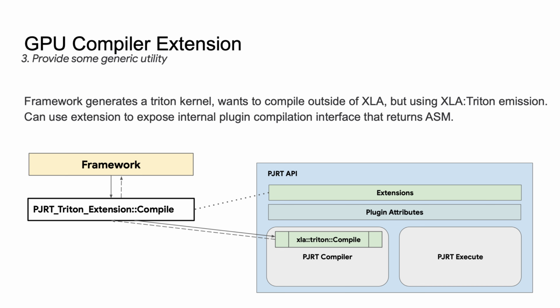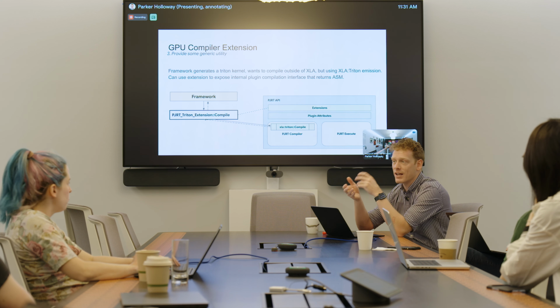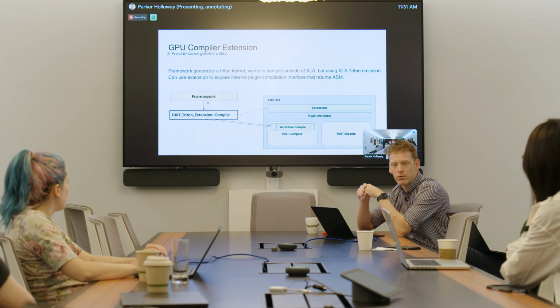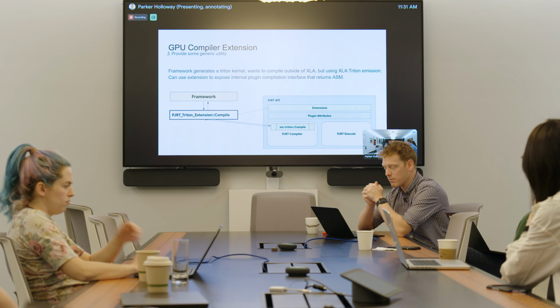And then, like I mentioned earlier, we also have the GPU compiler extension, which is providing this Triton compile call, which is implemented inside of the plugin. JAX calls this outside of the normal JIT and compile flows. So we want to compile that Triton to assembly and then wrap it in a custom call prior to the actual compile function in the API.